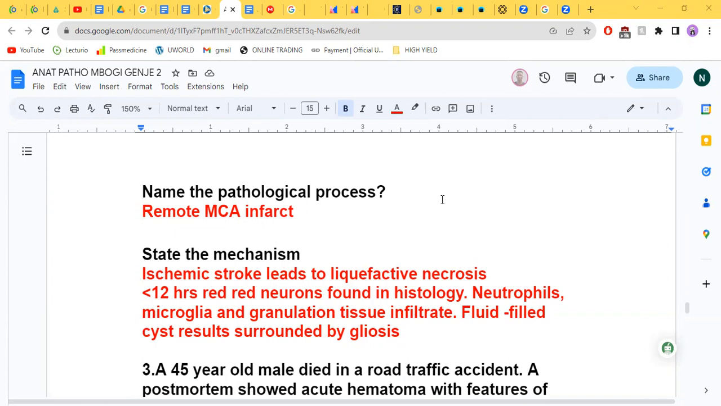So when I take a slice of this specimen and look at it under a microscope, when this necrosis is less than 12 hours old, I'll observe red neurons. Red neurons signify the beginning of necrosis, or cell death, inside the brain. Next, neutrophils will invade this area to produce inflammatory responses and try to remedy the pathology. Also, you'll have microglial cells and granulation tissue infiltrate.